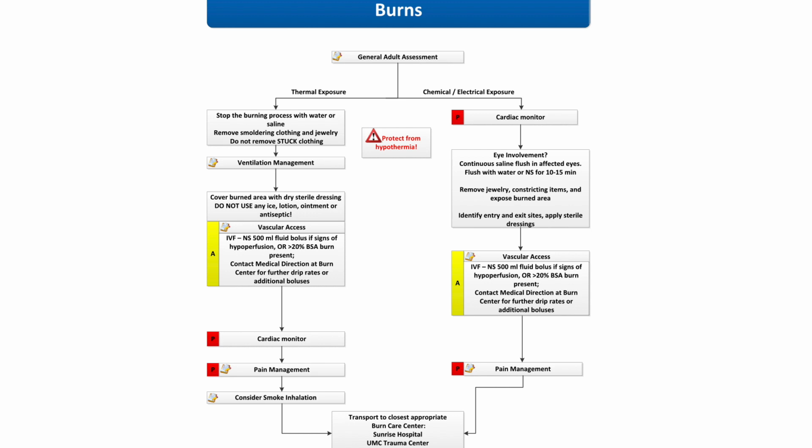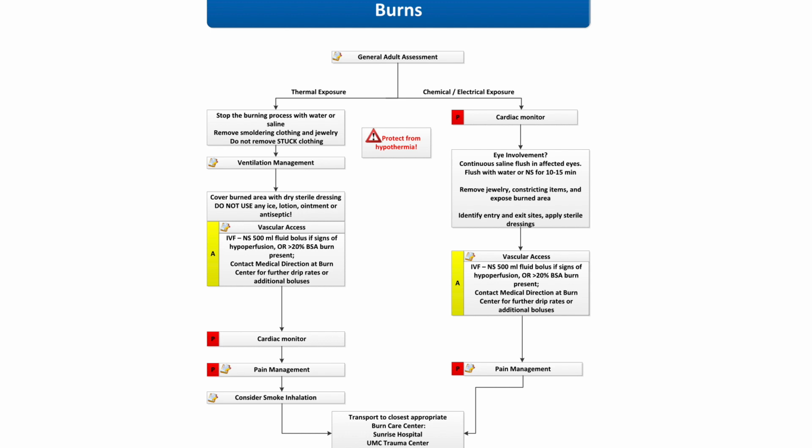In the previous protocol update, we removed the Parkland burn formula, and now we're just going for IV fluid challenges at a set amount for the adult victim. If the adult victim has more than 20% of the burn surface area present, or they are showing signs of hypoperfusion, we're going to go with a normal saline fluid bolus of 500 cc's. If additional fluid challenges are required, then we're going to contact medical direction at a burn center for further drip rates and additional boluses. We're going to continue with cardiac monitoring for paramedics and pain management for paramedics, and we can consider our smoke inhalation protocol.